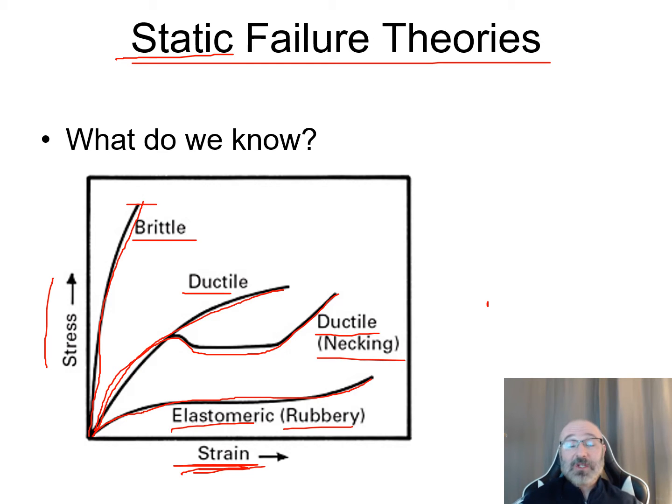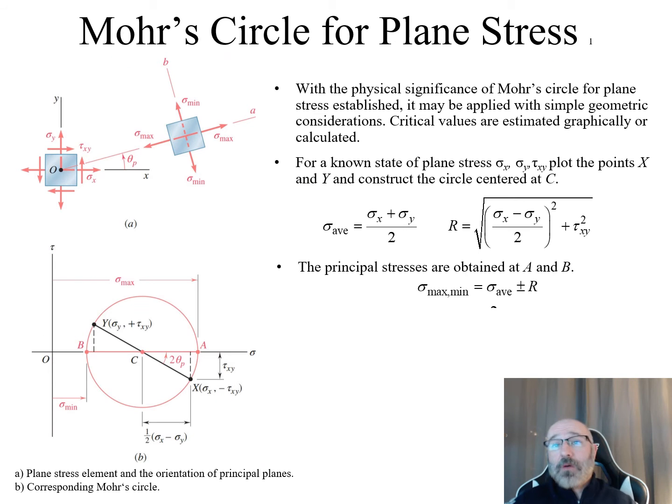So a lot of information that we can determine when we're asking ourselves, what do we know from our stress strain curve for these different types of materials when we're talking about ductility. Now I want to take a minute here and do a little bit of review of Mohr's circle for plane stress. So this relates back to your Mechanics of Materials course, your ME14 course. So what we want to take a look at here is actual Mohr's circle. With the physical significance of Mohr's circle for a plane stress established, it may be applied with simple geometric considerations.